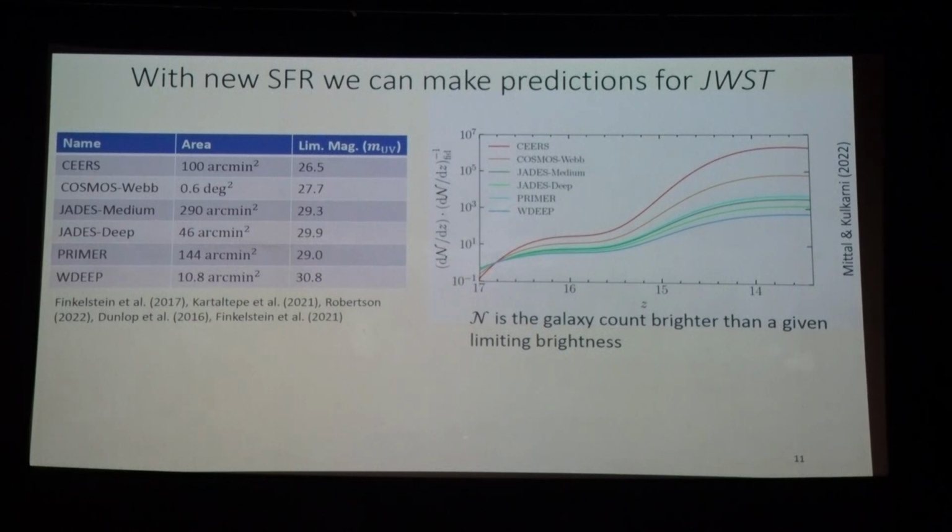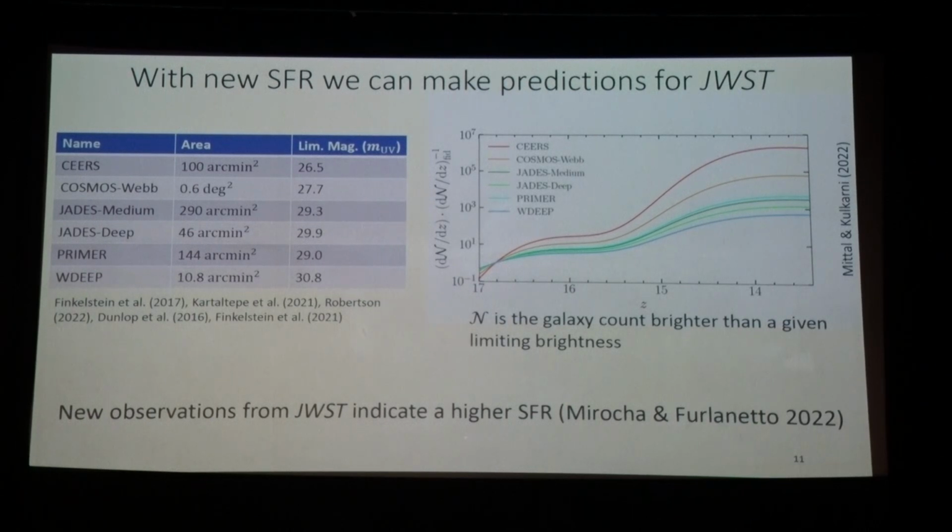The main message that I want to convey through this figure is that given the EDGES measurement of the 21 centimeter signal, we require a higher star formation rate, which makes higher predictions for the brighter galaxy counts in this redshift range. I also want to mention a very important point in passing. I do not have time to go into the details, but because we did this work before the JWST was launched, we found that the recent observations by the JWST indeed require a higher star formation rate, and interested readers can find more details in a recent paper by Mirocha and Furlanetto. They have compiled several JWST results, and they make a conclusion towards the cosmological nature of the EDGES signal.